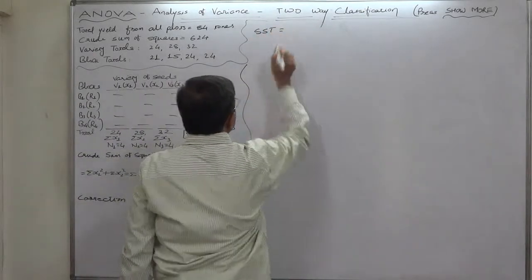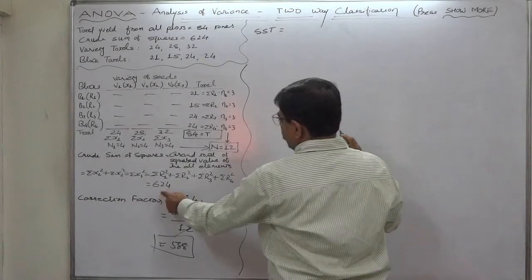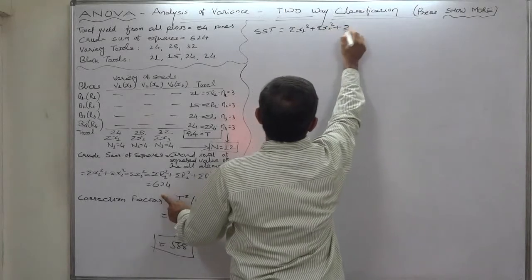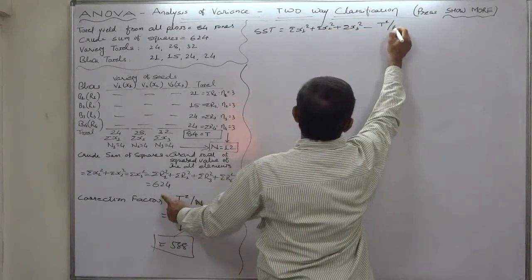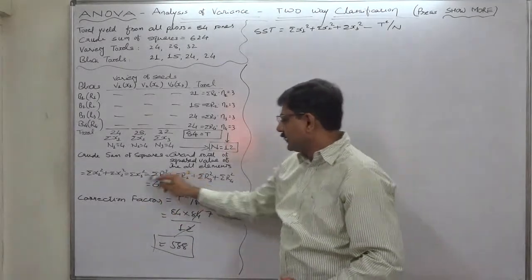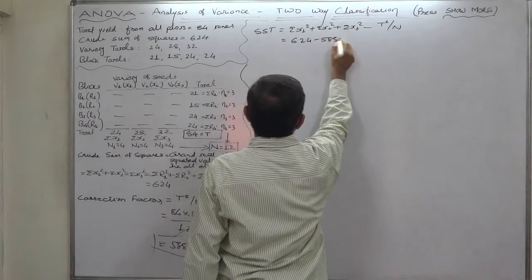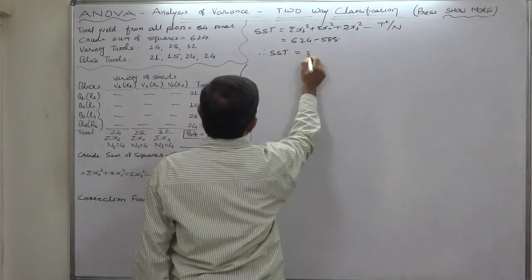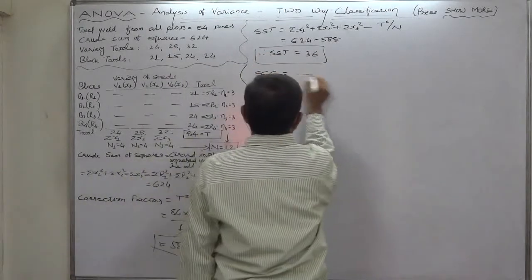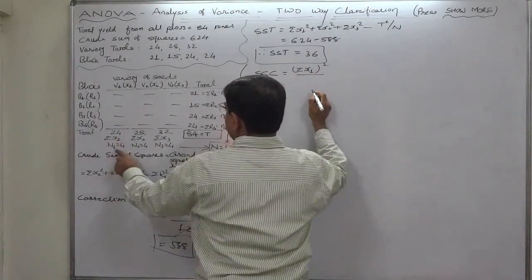First SST, total sum of squares, and the formula of SST is this total: sigma x1 square plus sigma x2 square plus sigma x3 square minus correction factor t square upon n. We prepare the second table of all the squares values to find this total, that means to calculate SST. 624 minus 588, therefore SST comes to 36.